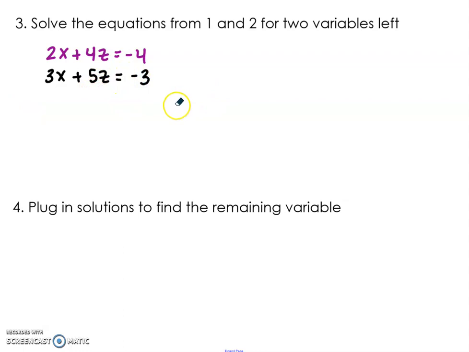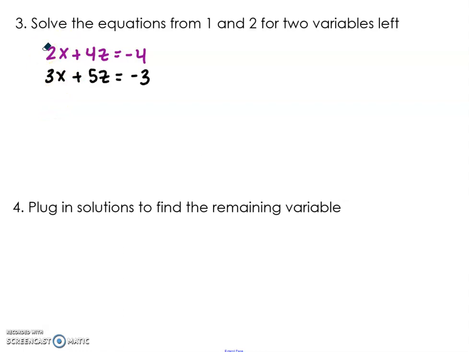Now here I want to eliminate either the x or the z. Okay, so again, it's kind of up to you which one you want to eliminate. The issue here is that neither of them are easy to eliminate because the numbers are different and the signs are different. So I'm going to stick with trying to eliminate the x's. So I need to multiply the 2 by a 3 to get 6 and the 3 by a 2 to get 6 because I can make both the 2x and the 3x into 6x.